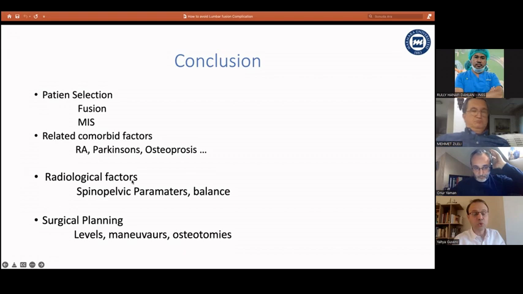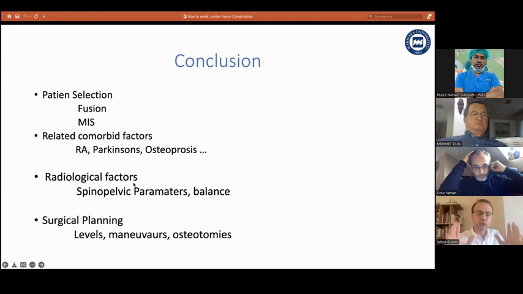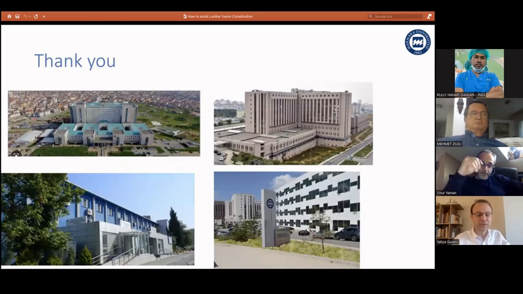And radiological factors are important for making a plan, for getting good balance. If we get good balance, this means we have less stress to instrument and we can easily do fusion, because we need to look at the radiological factors. And surgical planning, again, is important. Which level we go upper level and which level go inferior levels. And sometimes we need to use osteotomies. Thank you for your attention and listening to me.